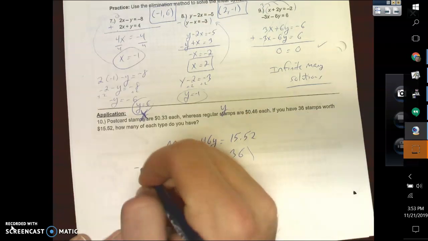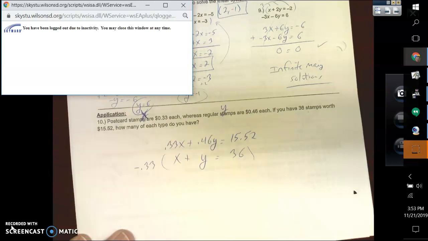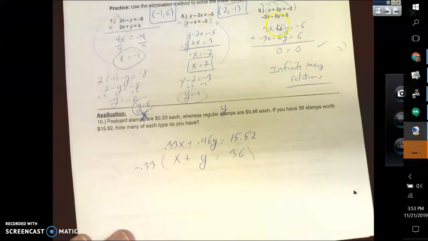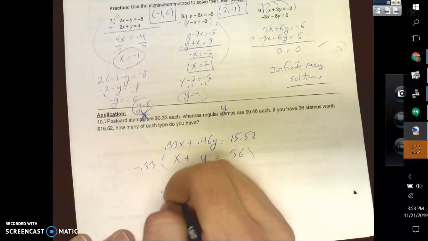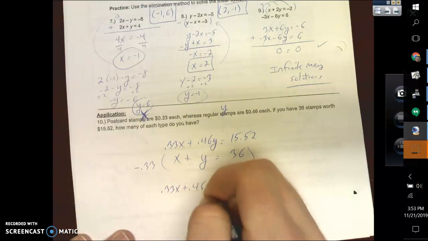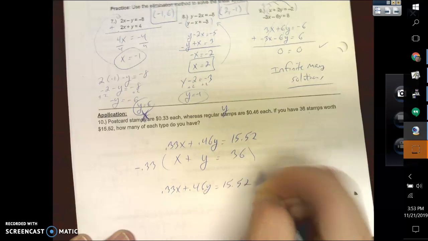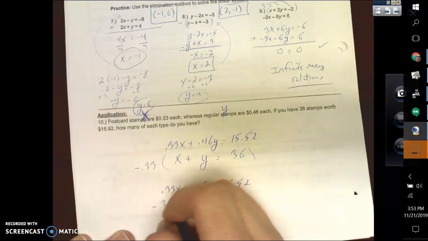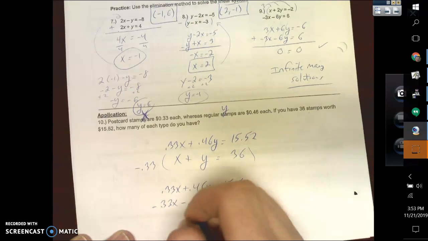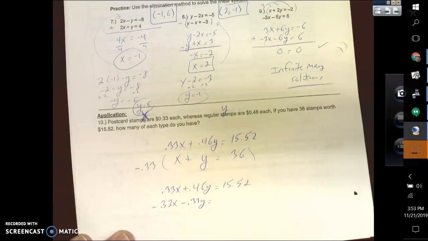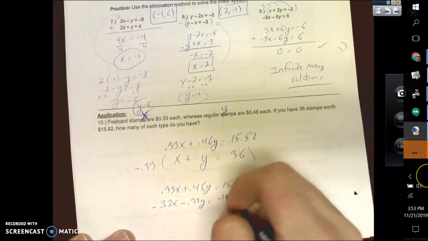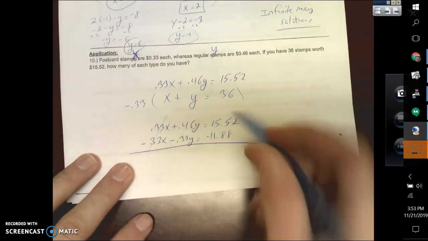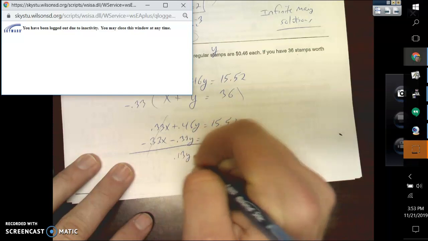I want something to cancel out. I'm going to multiply the bottom one by negative 0.33. So, the top equation stays the same. The bottom one, negative 0.33x minus 0.33y equals, if I do 36 times negative 0.33, I get negative 11.88. If I add these together, the x's cross off, and this gives me 0.13y.